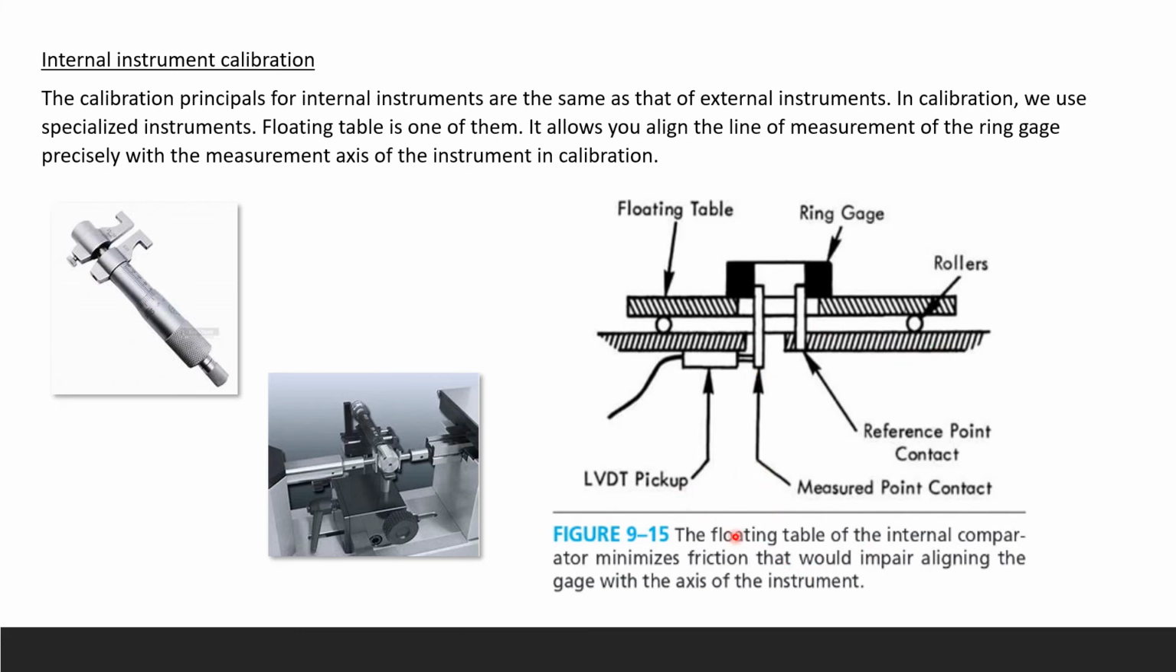So basically, what I'm trying to tell you is that the floating table of the internal comparator minimizes friction, one variable that is going to impair aligning the gauge with the axis of the instrument. It's all about reducing the errors coming from friction, which is a variable that messes up your alignment. Here you can see the floating table in real life. They're usually shiny in the calibration lab because they polish everything and clean the surface all the time in order to get accurate calibration.